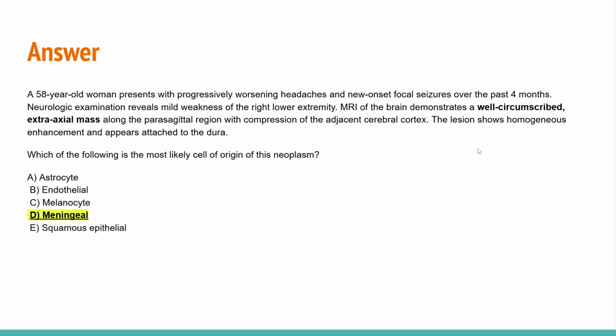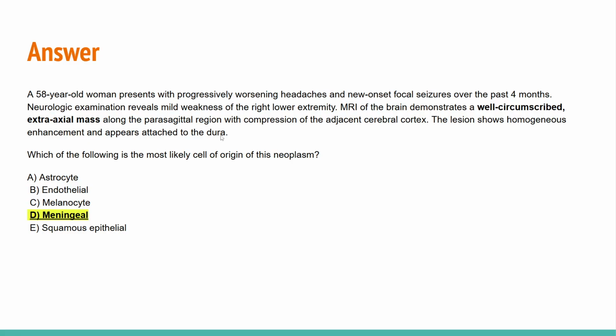Okay, so let me just do the question with you. Which of the following is the most likely cell of origin of this neoplasm? A 58-year-old woman presents with progressively worsening headaches and new onset focal seizures over the past 4 months. Neurologic examination reveals a mild weakness of the right lower extremity. MRI of the brain demonstrates a well-circumscribed extra-axial mass along the parasagittal region with compression of the adjacent cerebral cortex. The lesion shows homogeneous enhancement and appears attached to the dura.